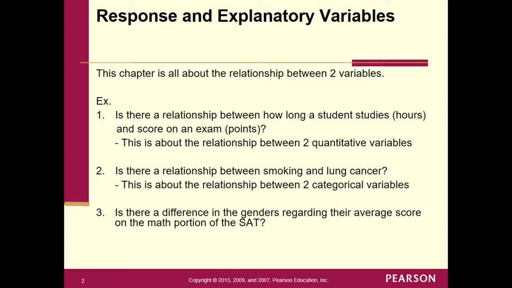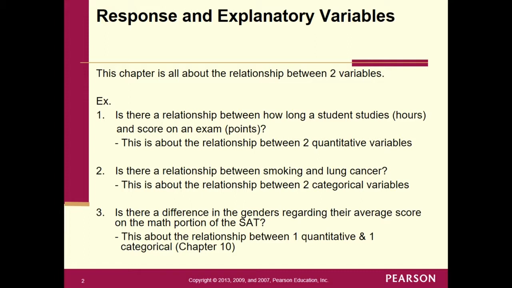And then I have a question like this: is there a difference in the genders regarding their average score on the math portion of the SAT? Notice there you're talking about score. That's a quantitative variable, and then you have gender. That's categorical. So actually you have one categorical and one quantitative. And we're going to take a look at that relationship in Chapter 10. It's going to take a while to get there. We have to learn quite a few other things before we can do that one. But we can talk about example 1 and example 2 in more detail in this chapter.